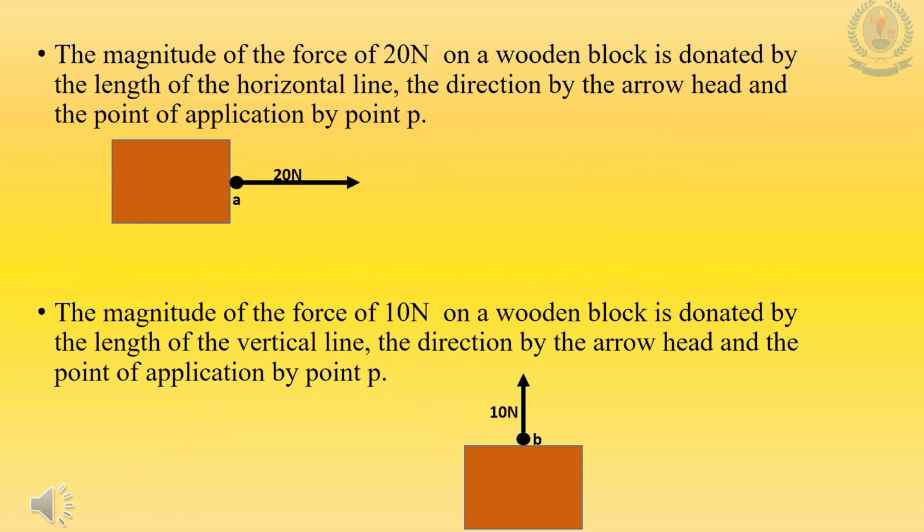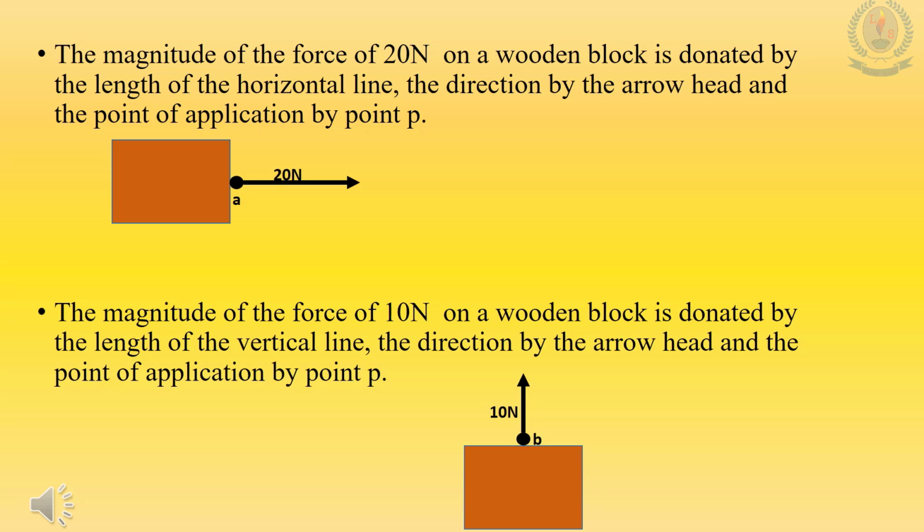For example, let us consider a force of 20 newtons acting on a wooden block and a force of 10 newtons acting on another wooden block. The magnitude of the force of 20 newtons on a wooden block is denoted by the length of the horizontal line. You can observe the 20 newtons representing straight line in the first diagram. In that wooden block, direction is represented by the arrowhead and the point of application by point A.